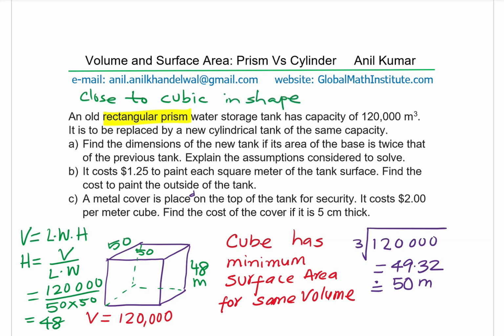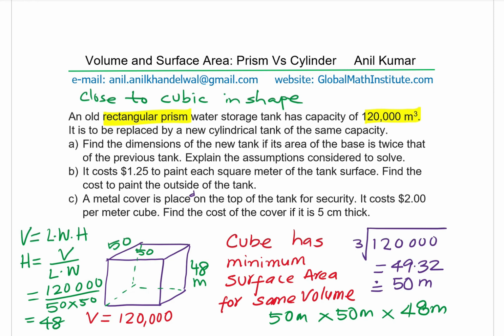On that assumption, we got the dimensions as 50 meters by 50 meters by 48 meters, right? So that is what we get. And when you multiply, you do get the same volume as 120,000 meter cube. Does that make sense to you?